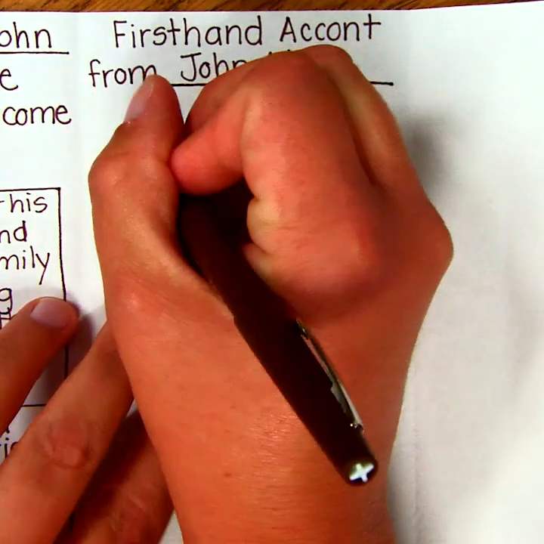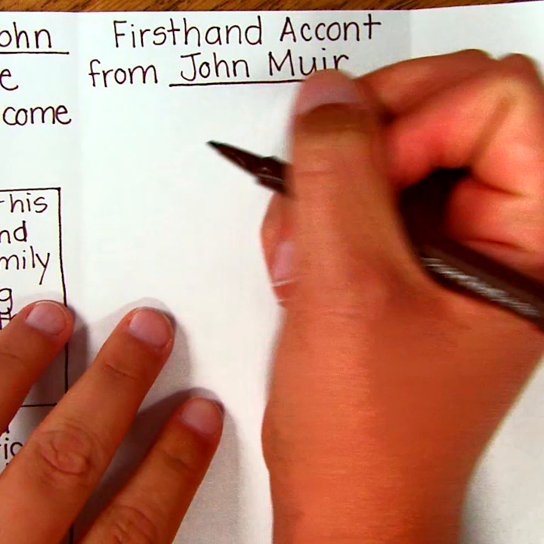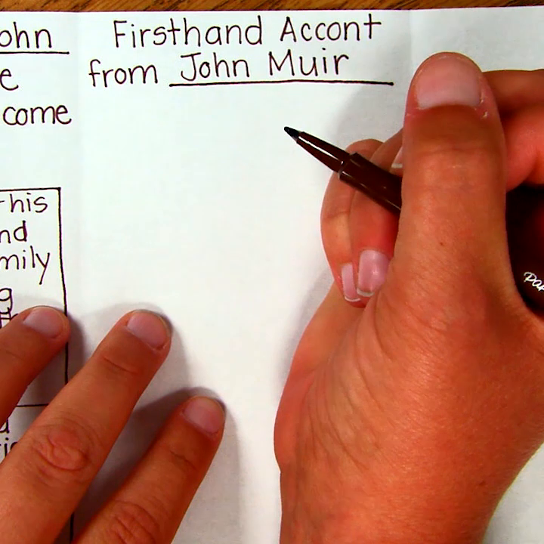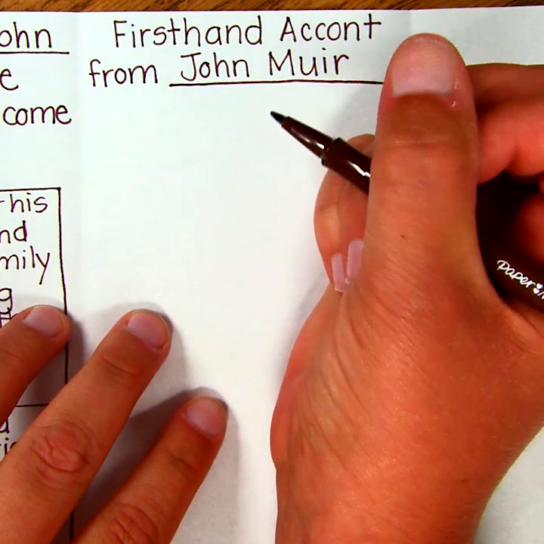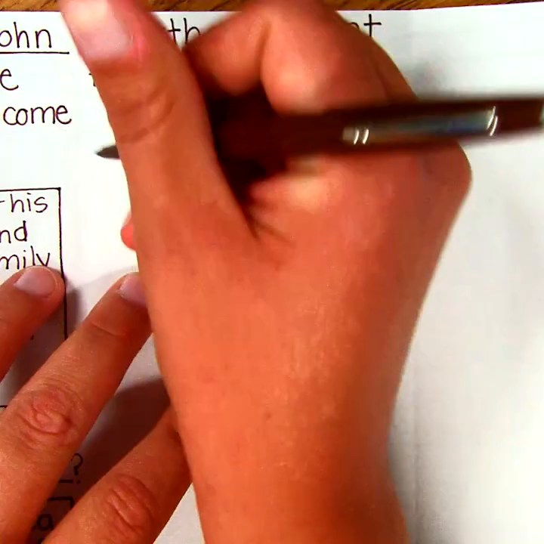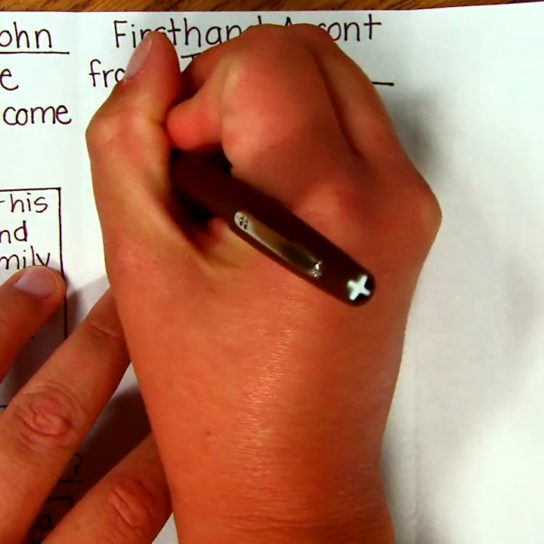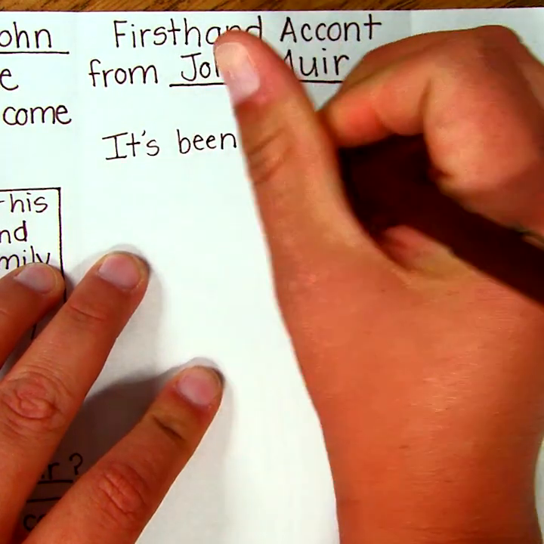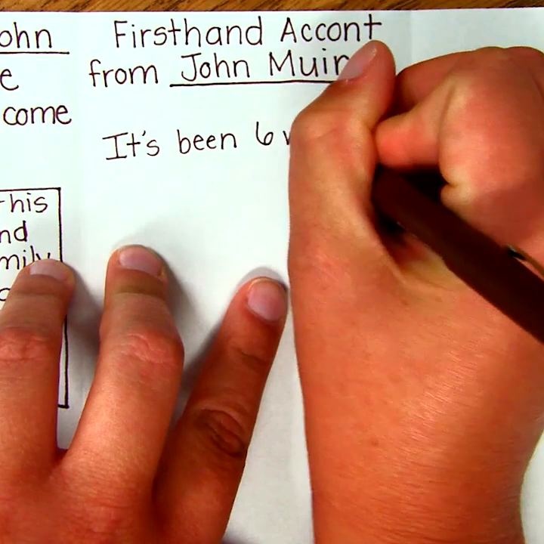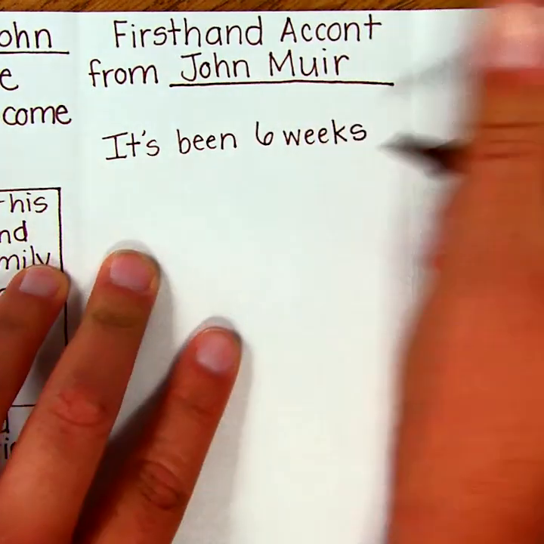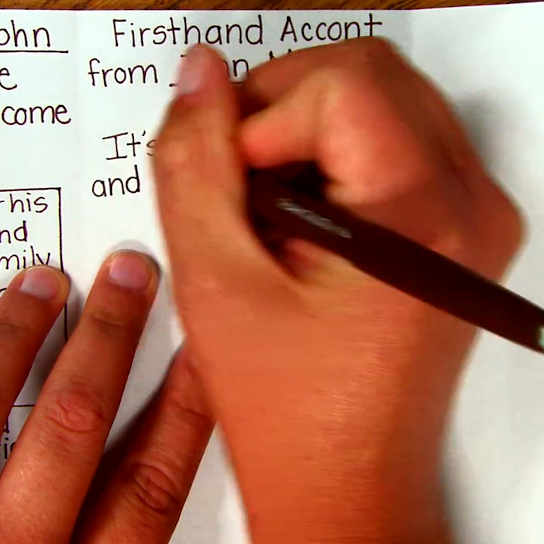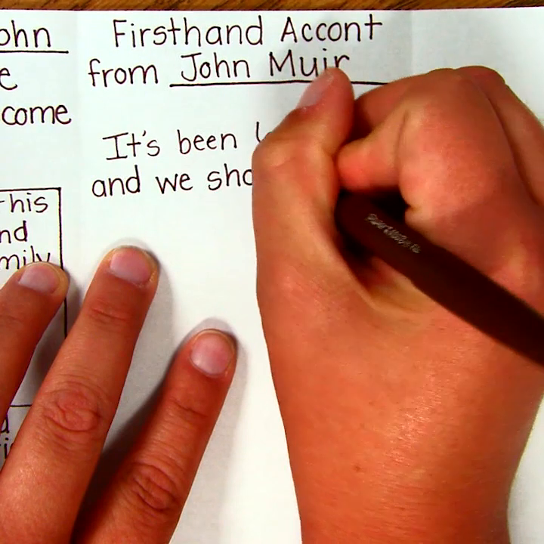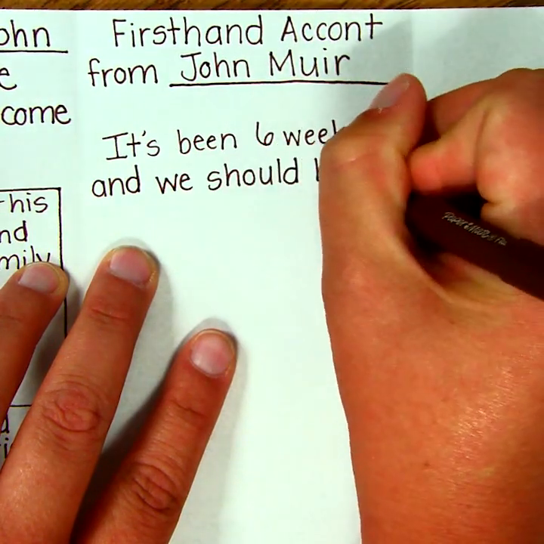So let's see. I am now John Muir. I know I've been on a ship for 6 weeks. I'm busy playing with other boys and my brother. Okay, I can do this. It's been 6 weeks, and we should be arriving in New York soon.